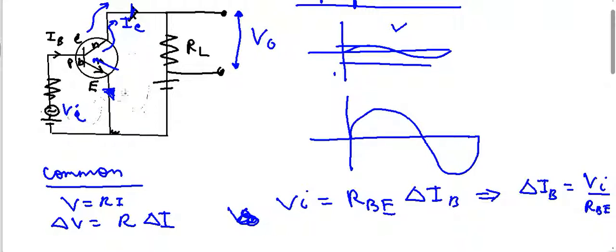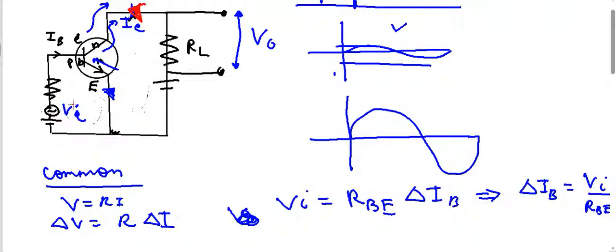So the flow in the emitter will be like this, and because the electrons are going like this to the positive terminal, that means I have made a mistake. The direction of IC should be like this. So anyway, that doesn't matter.